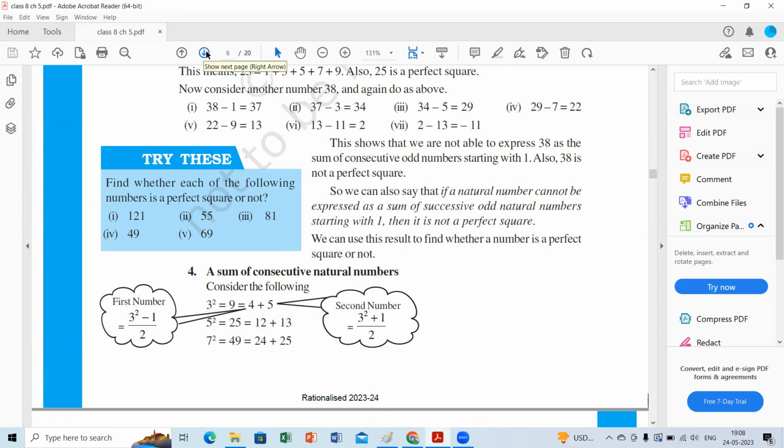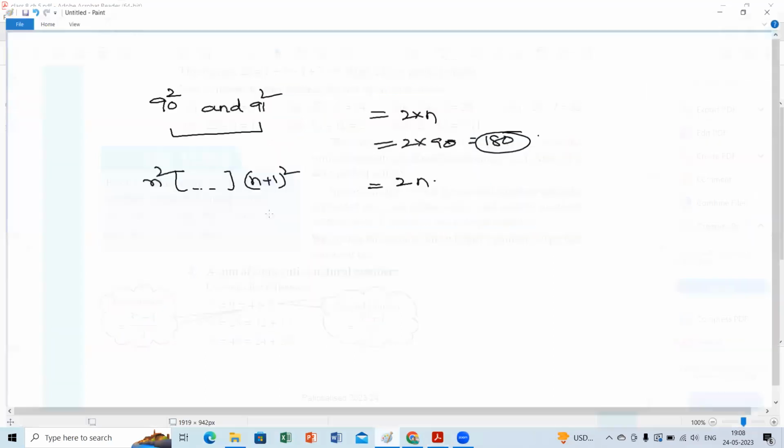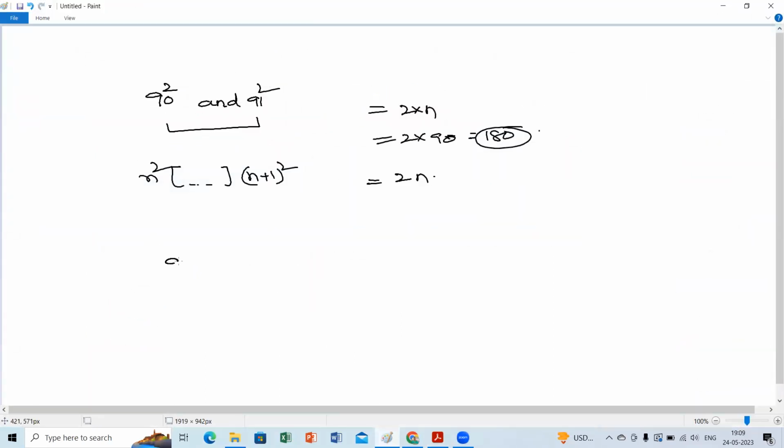Suppose you take an example of 9. 9 square is 81, right? How can you express 81 as a sum of two consecutive natural numbers, children? What is the formula? n square minus 1 by 2.